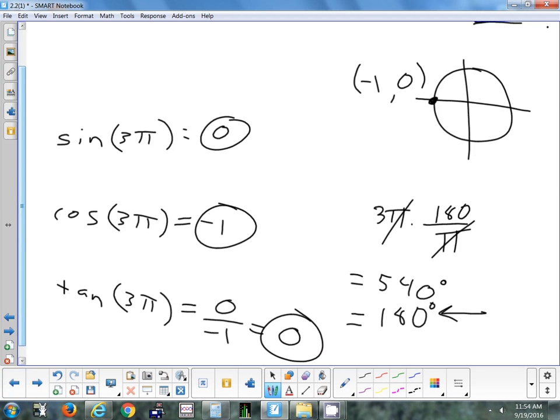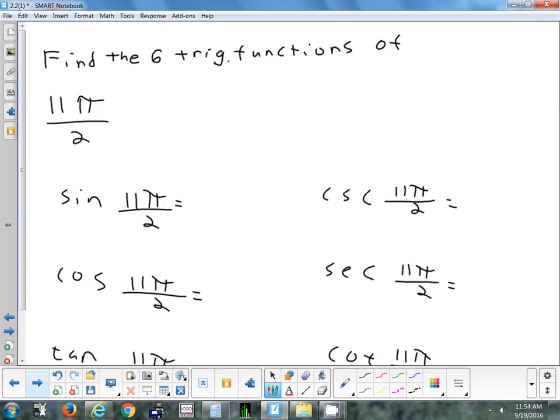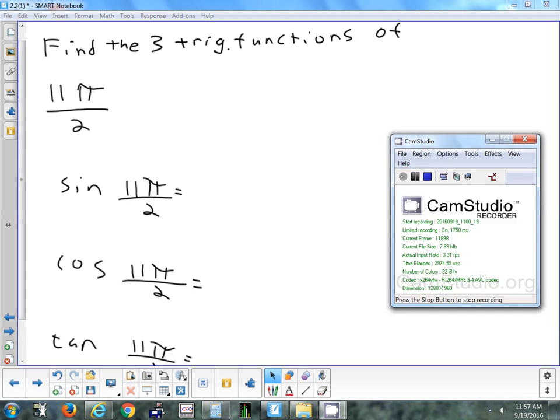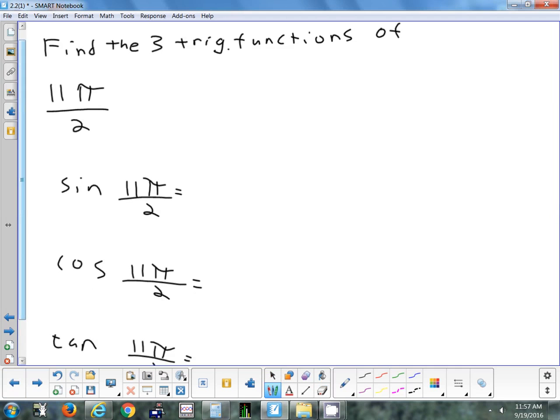All right, so the last one I'll let you guys try on your own. Don't find all 6 though, just do 3. It's the 3 that I have listed right on the board. So I want the sine, the cosine, and the tangent of 11 pi over 2. Follow the same steps we did on the last problem. All right, so what's my first step here? What am I going to do first?